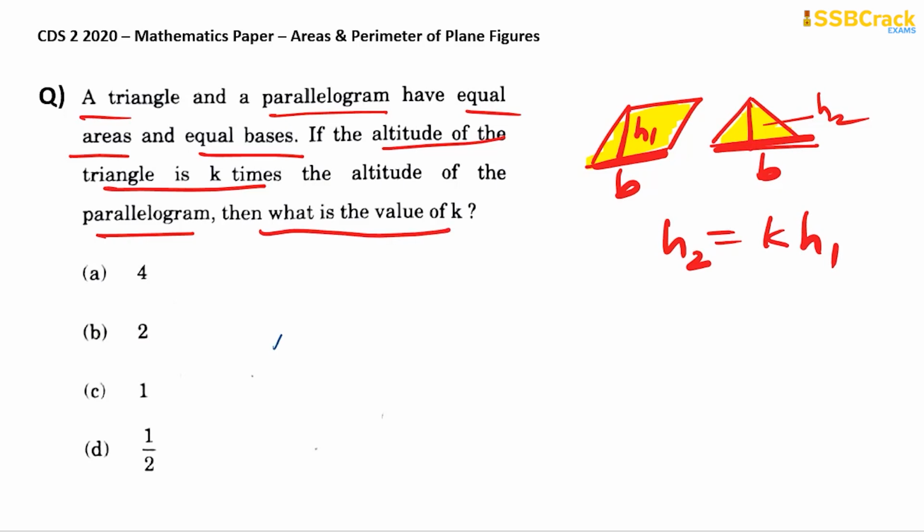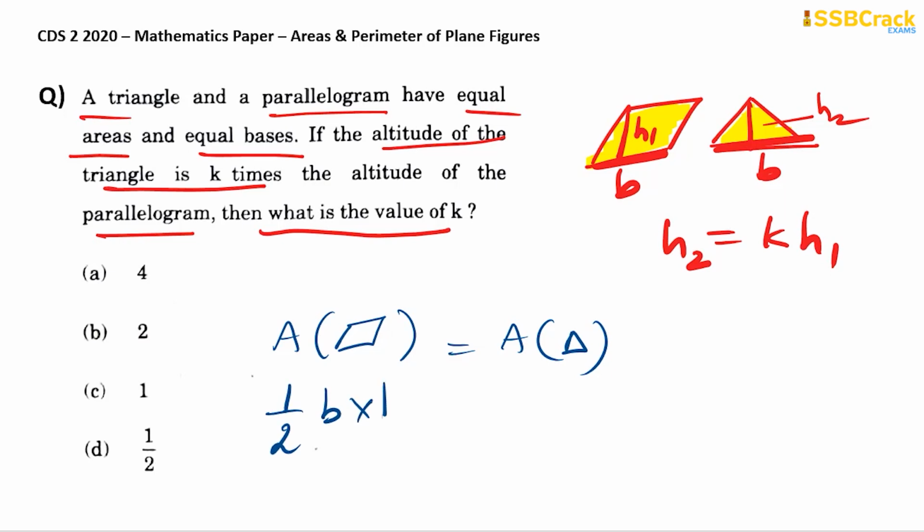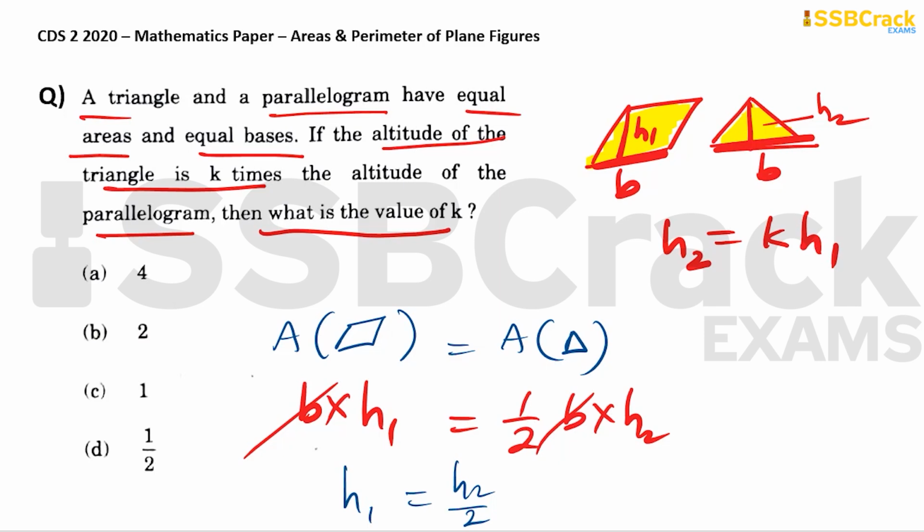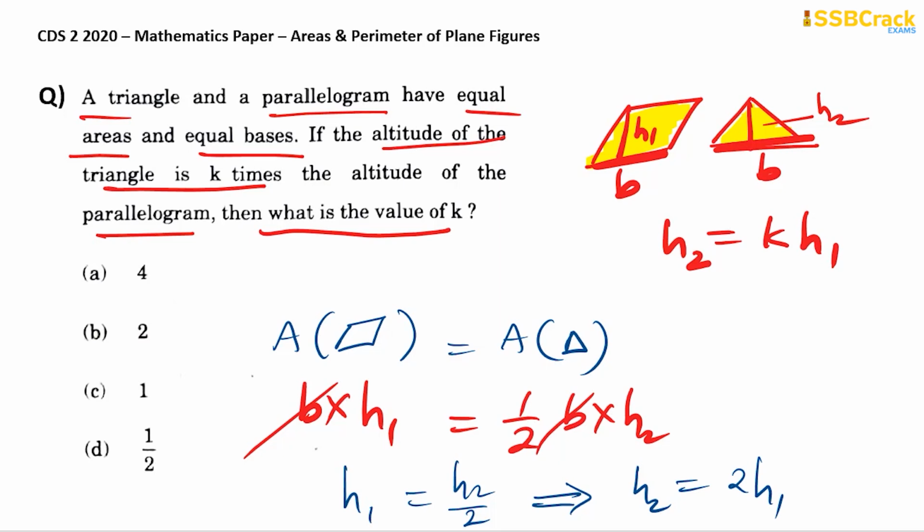You know, when the area of the parallelogram is the same as the area of the triangle, you shall equate their areas. The area of the parallelogram formula is base into height, so we have base into height h1 equals half into base into height h2. So the base is cancelling because the bases were the same for these figures, right? So what are we getting? h1 equals h2 by 2, which means we can write this as h2 equals 2h1. So compare now these two equations.